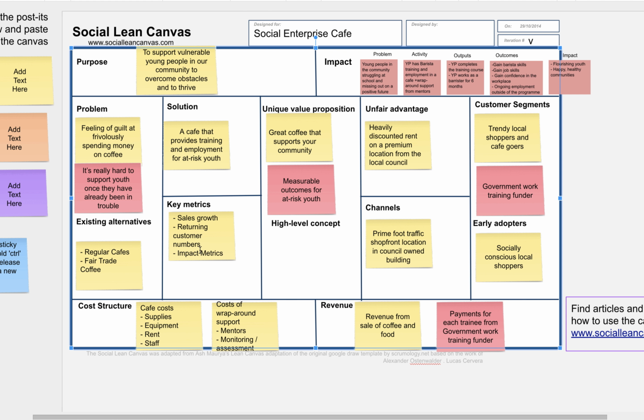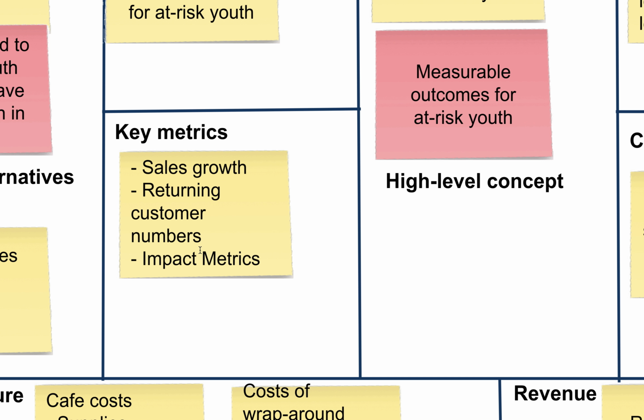And then key metrics. These are the numbers that we watch to make sure our business model is working. So sales growth, something along those lines, and returning customer numbers. It's not just going to be the sales that we have, it's going to be the growth in sales or the growth in the number of returning customers that shows that people actually want to come back and have coffee here again and again.